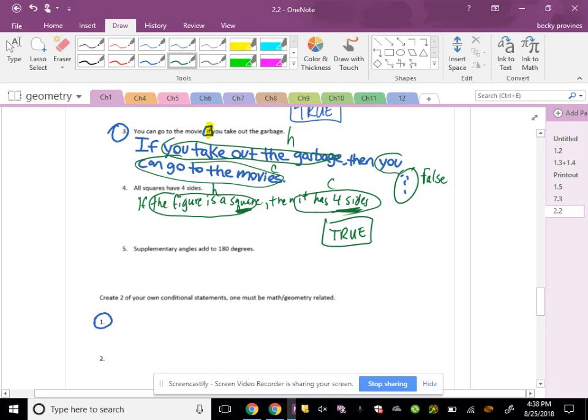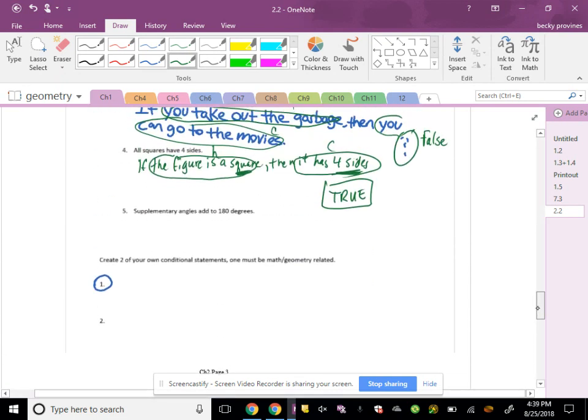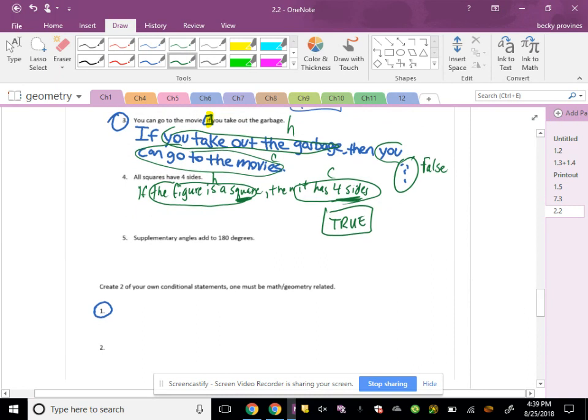All right, so I believe this is the last one that we're going to do together. Supplementary angles add to 180 degrees. Again, supplementary angles are 2 angles, adjacent or non-adjacent, that equal 180 degrees. This one is not in conditional statement form, so we have to do a little bit of work. I can go ahead and put my if down. You don't want to say if supplementary angles, then 180. We want to make it flow.